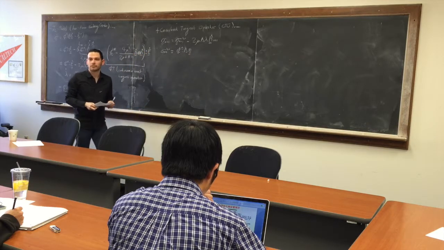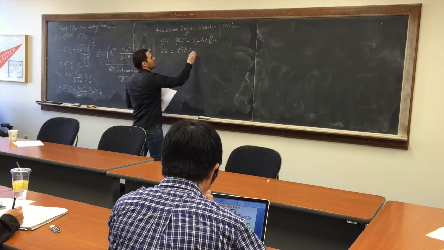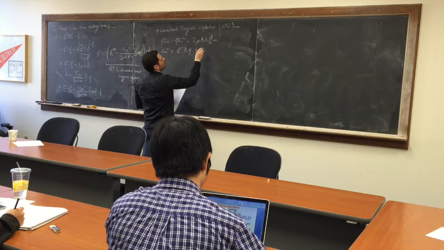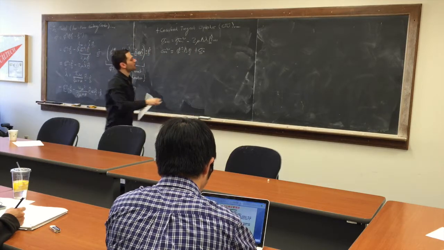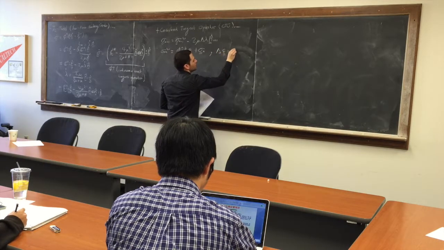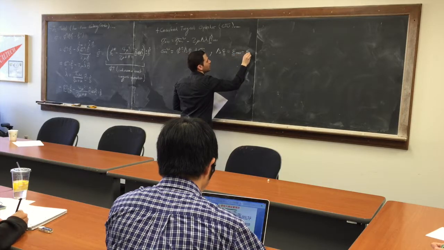Is that correct? Is that true? Plus sigma n, plus C delta epsilon, right. And delta epsilon is equal to epsilon at n plus 1 minus epsilon at n.